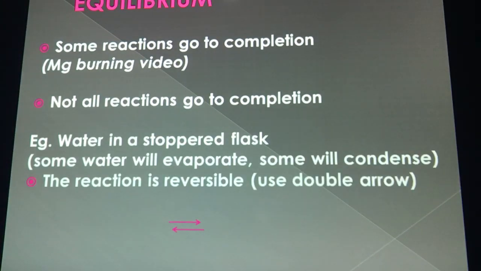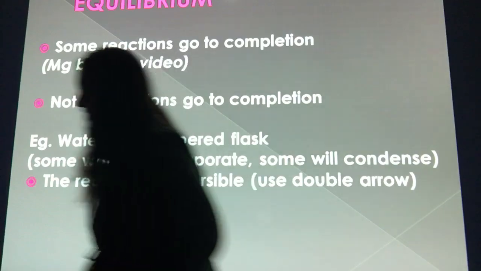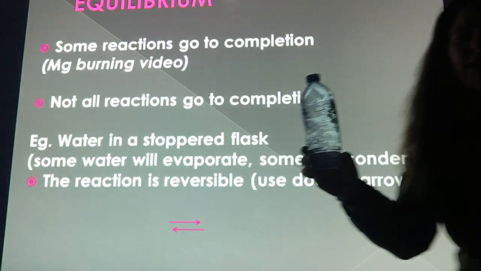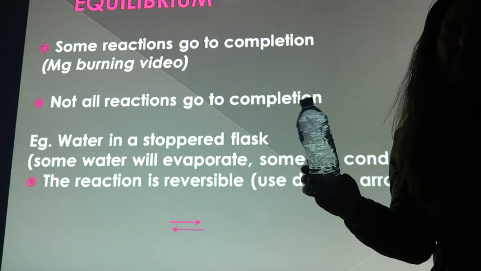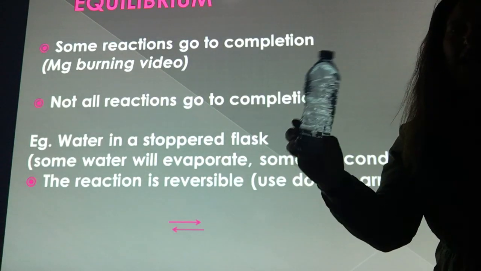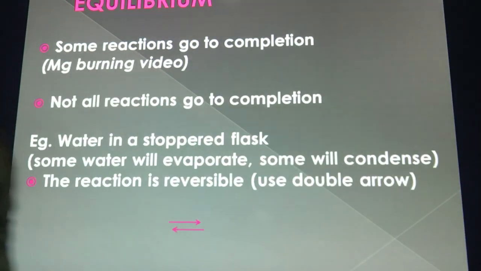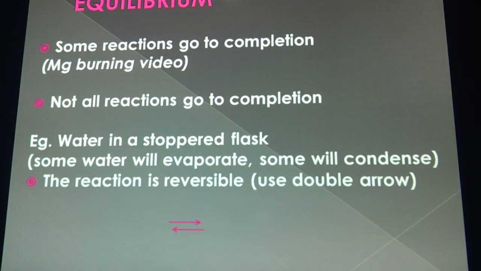So water in a stoppered flask. Oh, I'm going to go get my visual here. So remember back in grade 11 chemistry when we talked about dynamic equilibrium, an open container versus a closed container. In a closed container, the water level will stay at 500 mils. In an open one, it will change. I did that with the grade 11s.